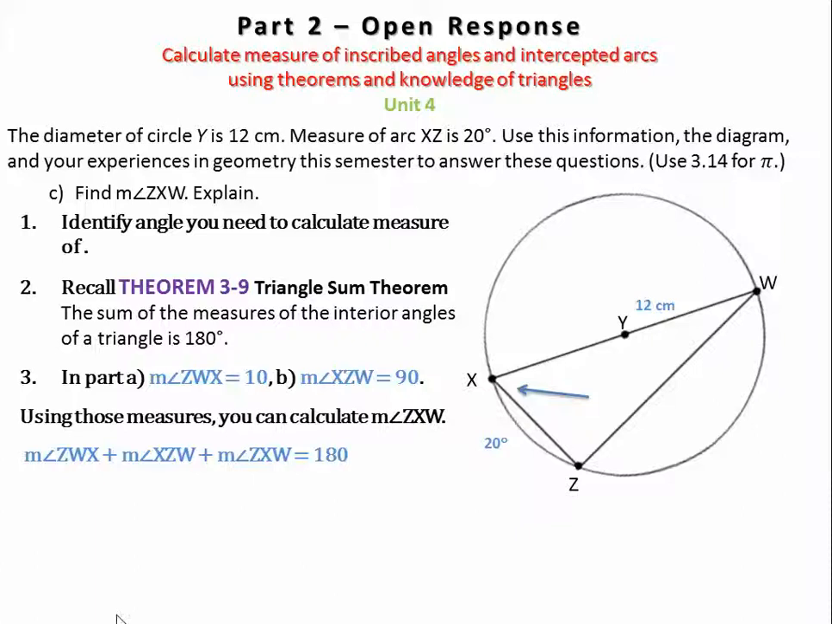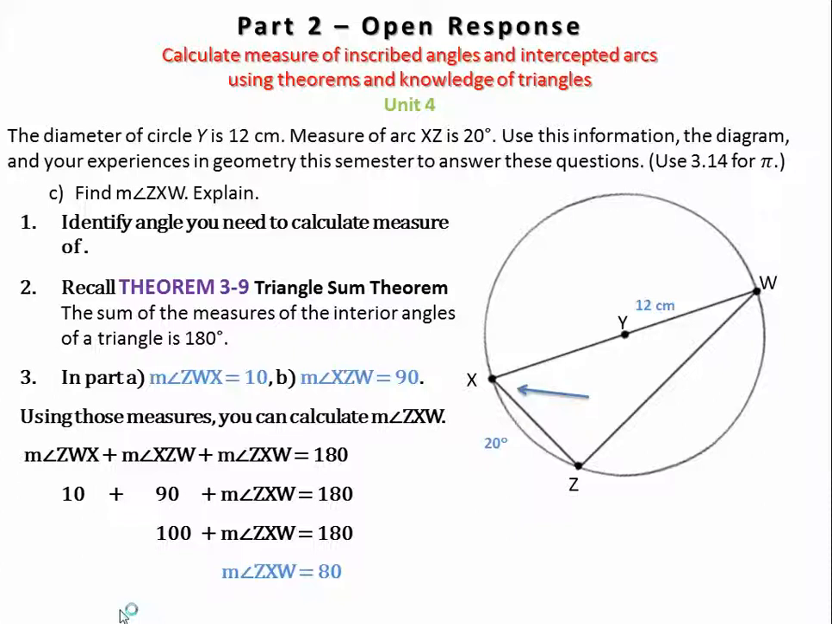So we set our problem up just like that. Then we plug and chug. We plug in the information that we know. We combine the 10 and 90 to give us 100. Then we subtract 100 from both sides, and that gives us the measure of angle ZXW. So for the find the measure, this is all of the show your work, okay? And then for the explaining part, that's going to be this. Okay, so everything I highlighted is what you need to include in your answer.